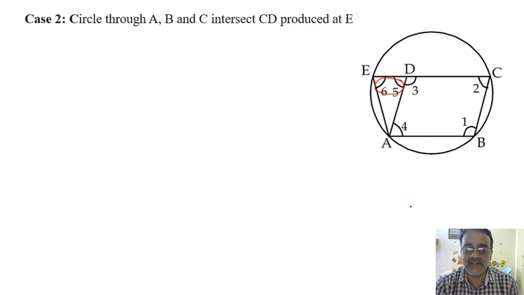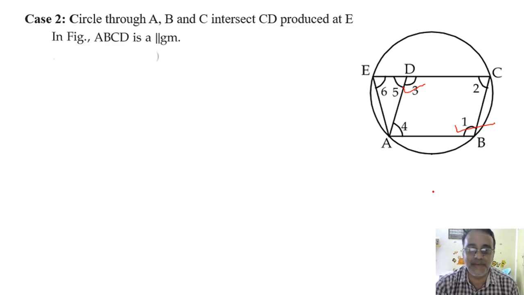Okay. So we'll start with the same step that we did in the previous case. Angle 1 is equal to angle 3. Why? Opposite angles of a parallelogram. Very good. Opposite angles of a parallelogram. So ये वाला clear है.